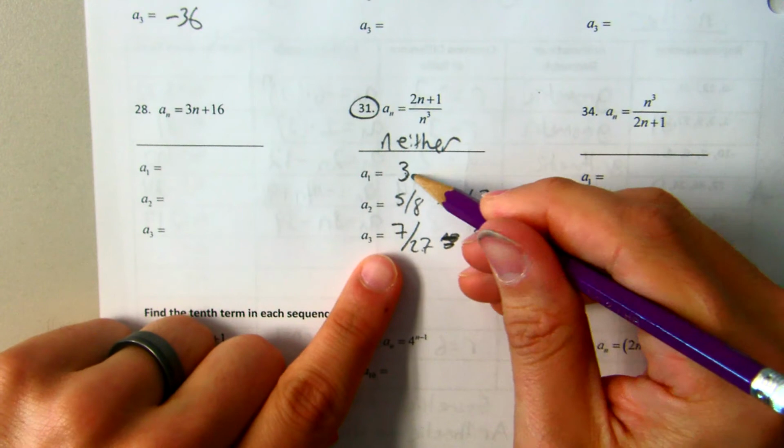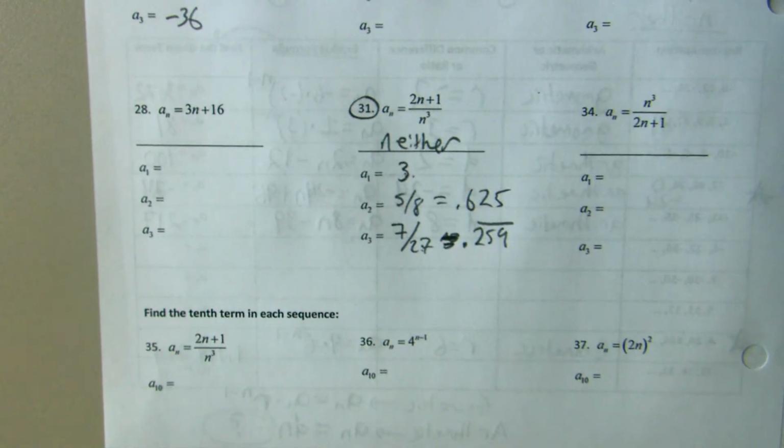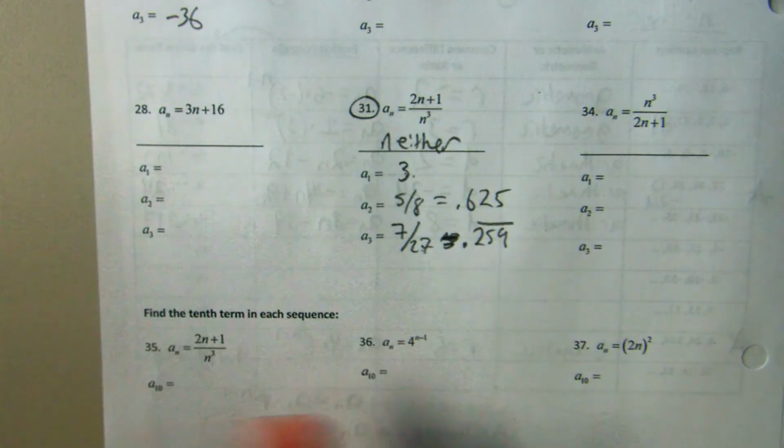But applying the formula, plugging in 1 for n, and 2 for n, and 3 for n, to find the first term and third term, certainly is achievable.